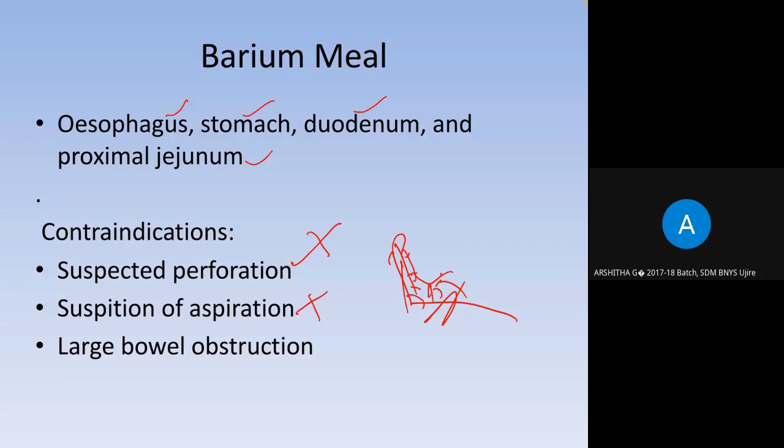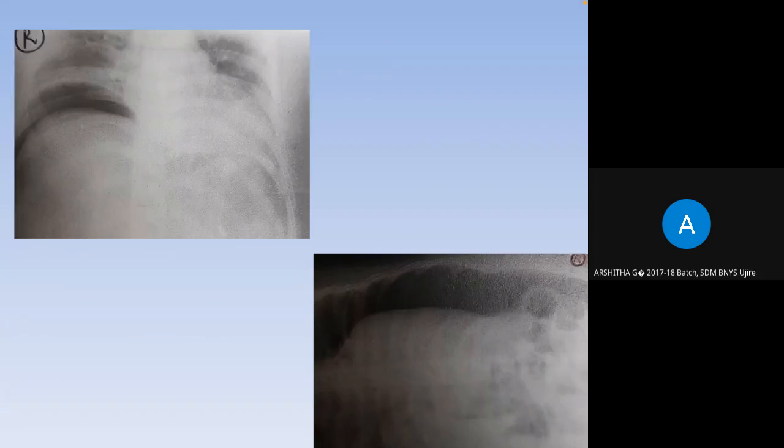Okay, this is my 45 degree. I'm sorry for that. And why you should not give in large bowel obstruction is that the meal will go there and stay there, it will destroy the mucosa, then it will lead to a perforation and you will be causing another problem in addition to the first problem. These are not that clear images.